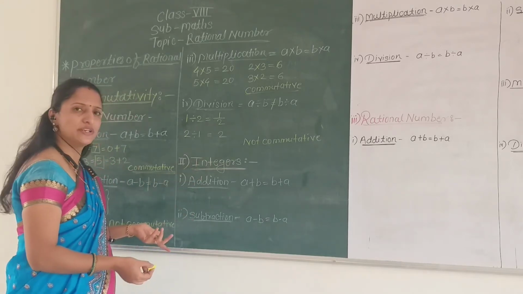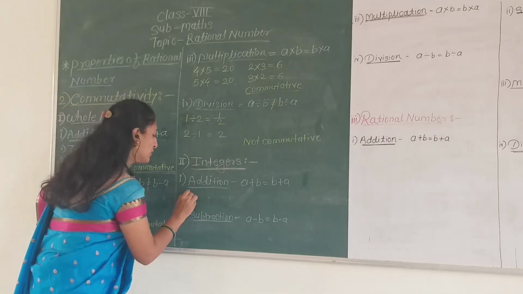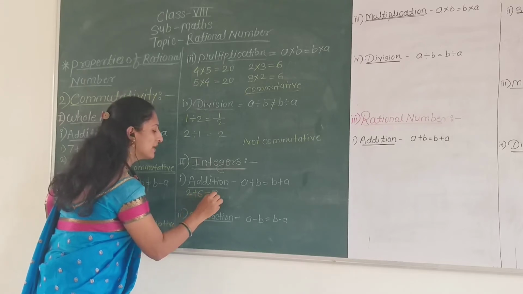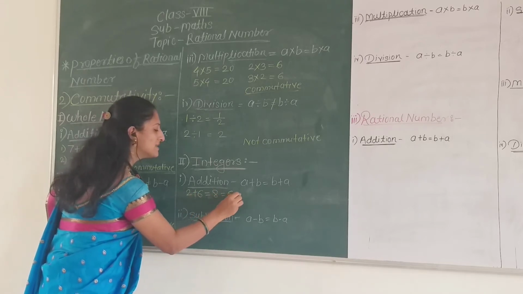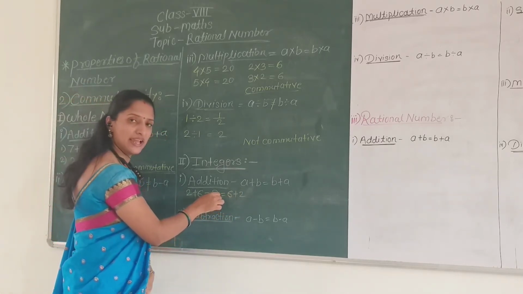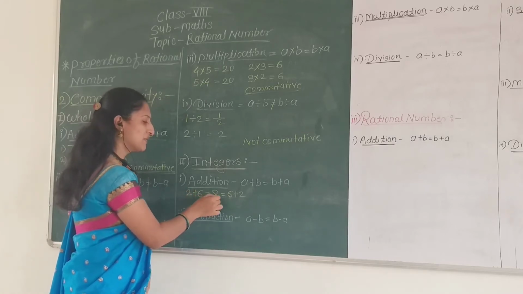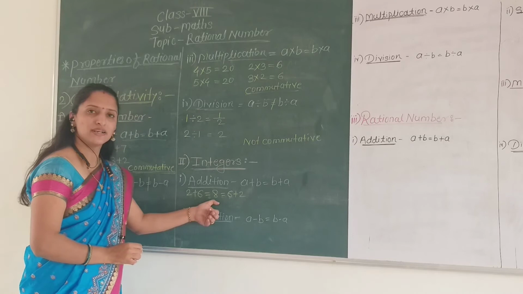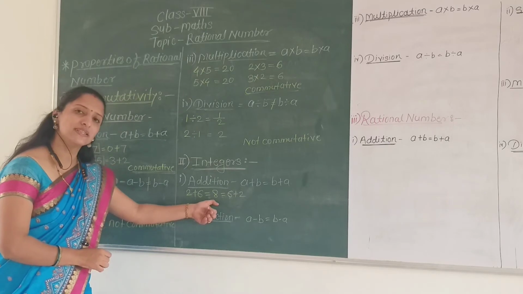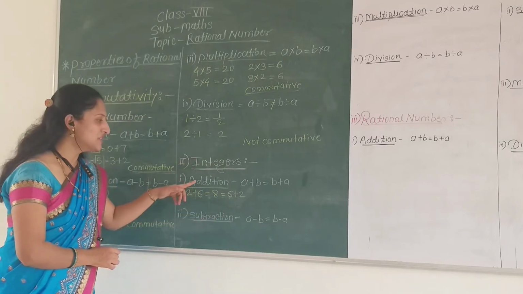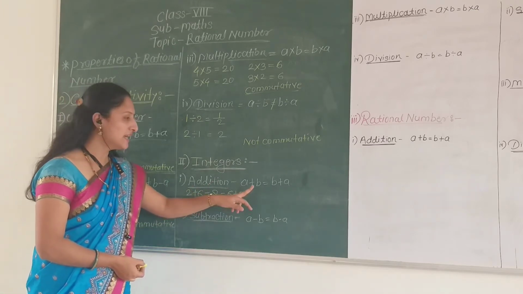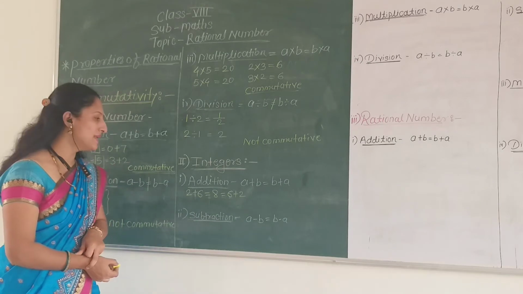Okay, now take any two integers. Here I take 2 and 6. Now 2 plus 6 is equal to 8. And what will be the answer of 6 plus 2? Yes, right. 6 plus 2 is also 8. Now 2 plus 6 is equal to 8 and 6 plus 2 is equal to 8. That means while changing the order of the number, we get the same answer. That means integers are commutative with respect to addition. We get the result that a plus b is equal to b plus a.